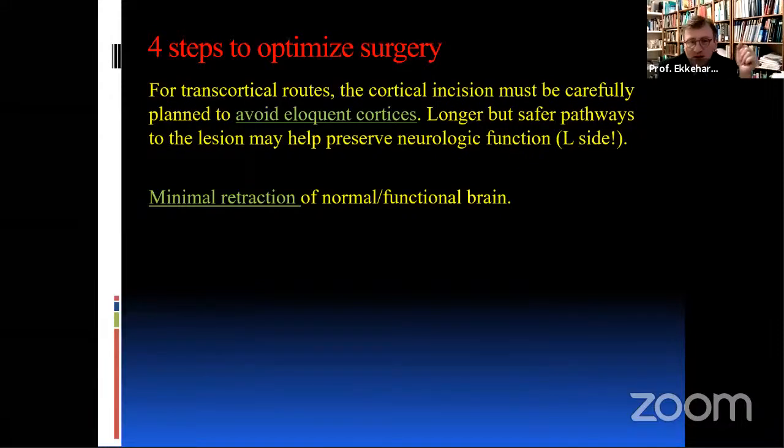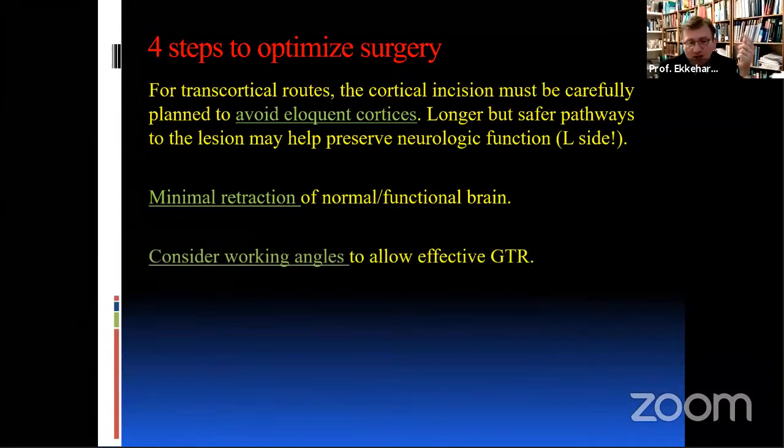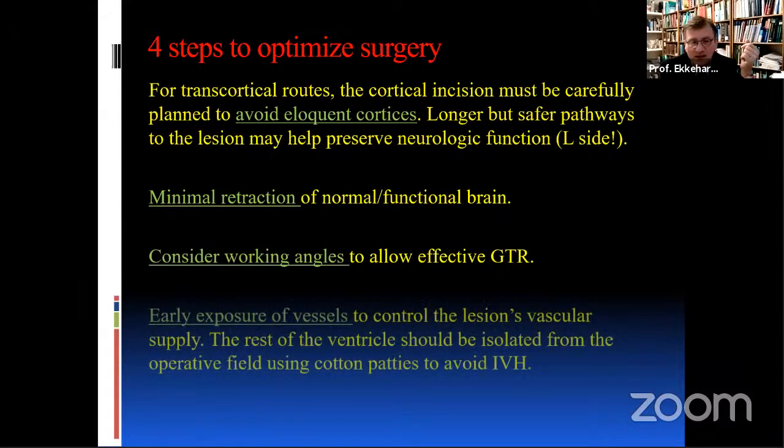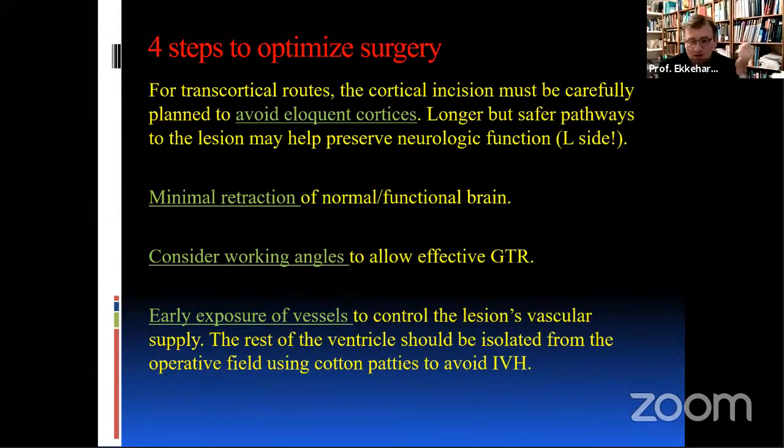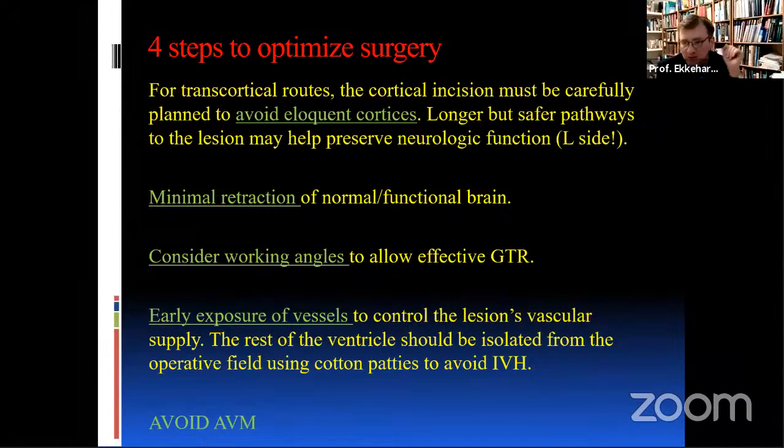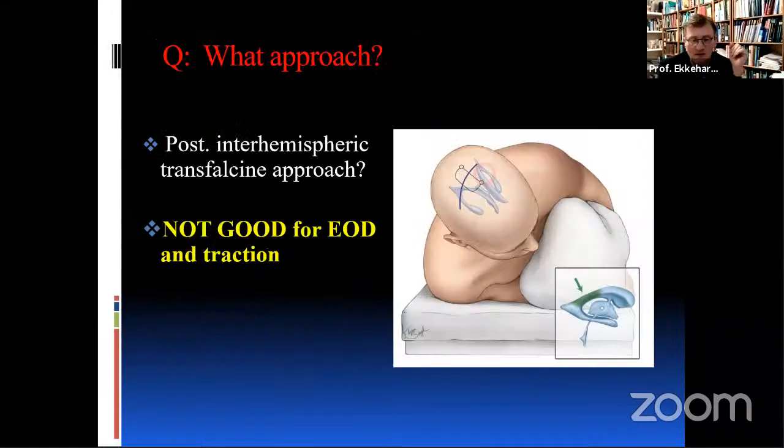First step is avoid eloquent cortex, because you don't want to mess up the left side and you don't know what collateral flow there should be. You want to have minimal retraction. You want to consider your working angles, and you want to have an early exposure of the vessels, especially in this double pathology in front of you. And obviously, I wanted to avoid whatever this weird AVM venous anomaly was on the surface.